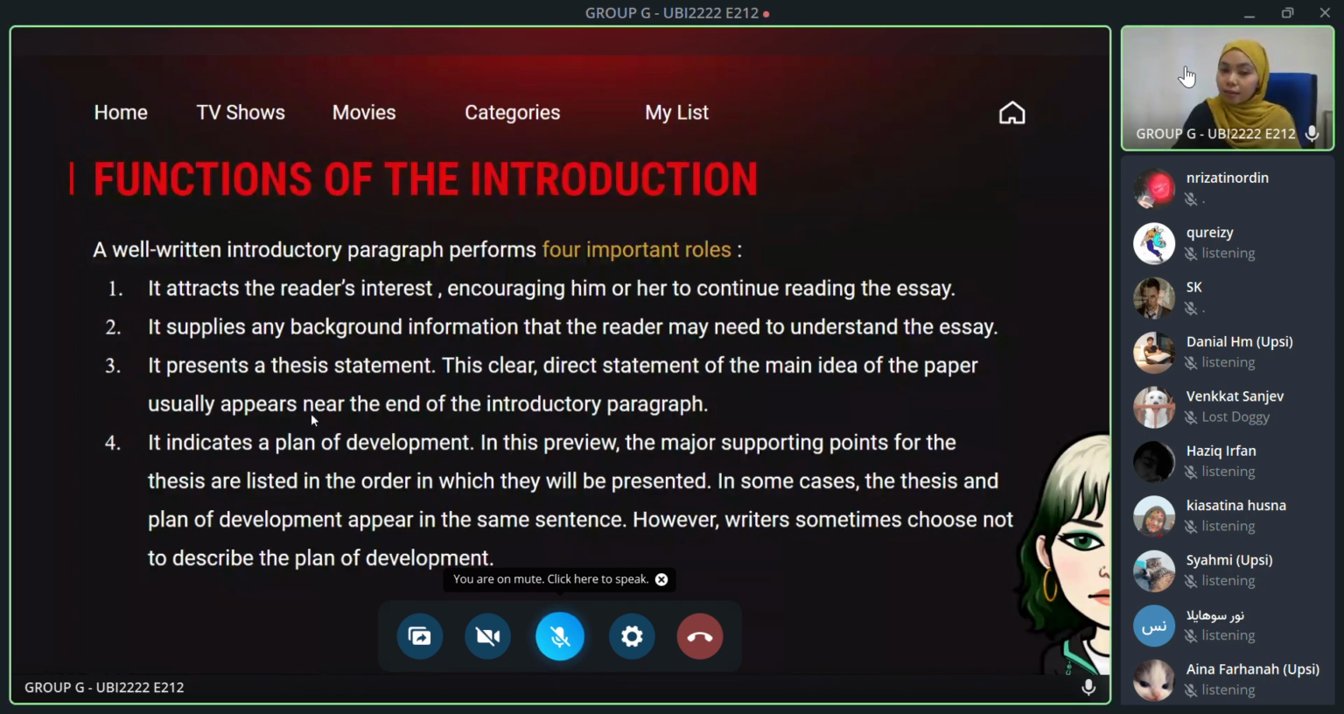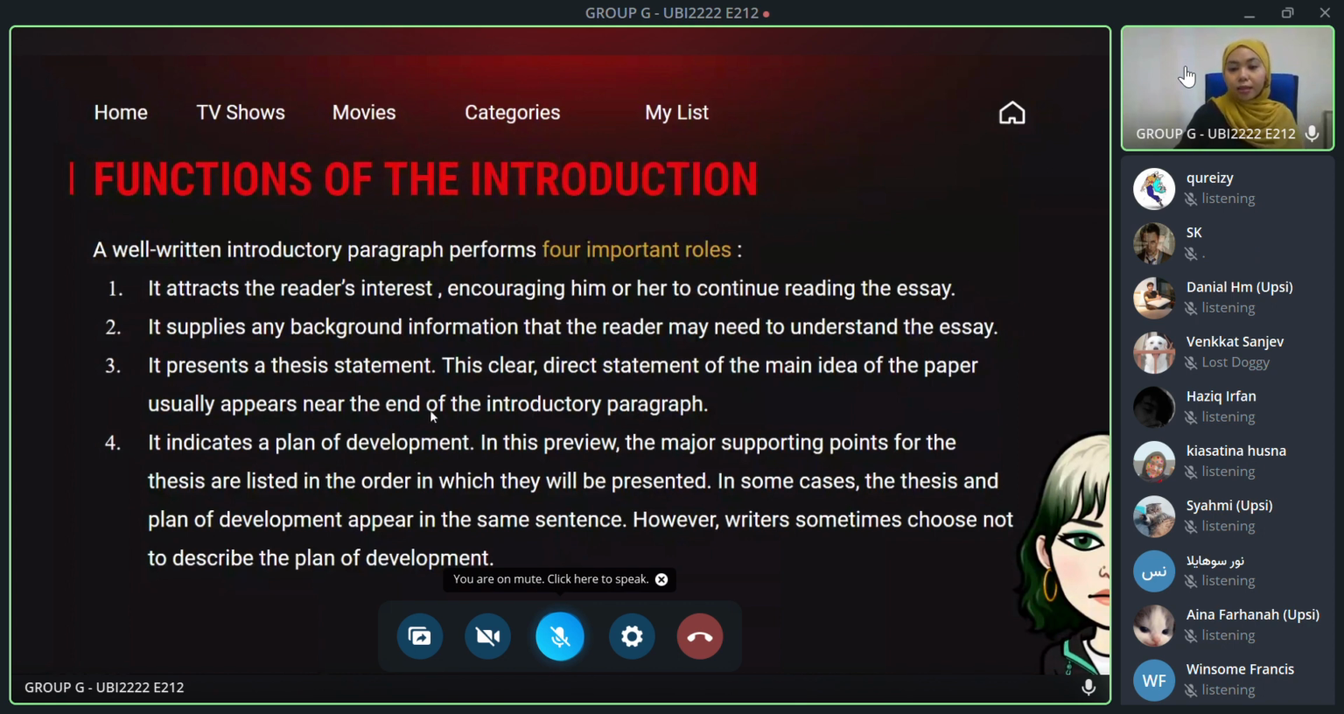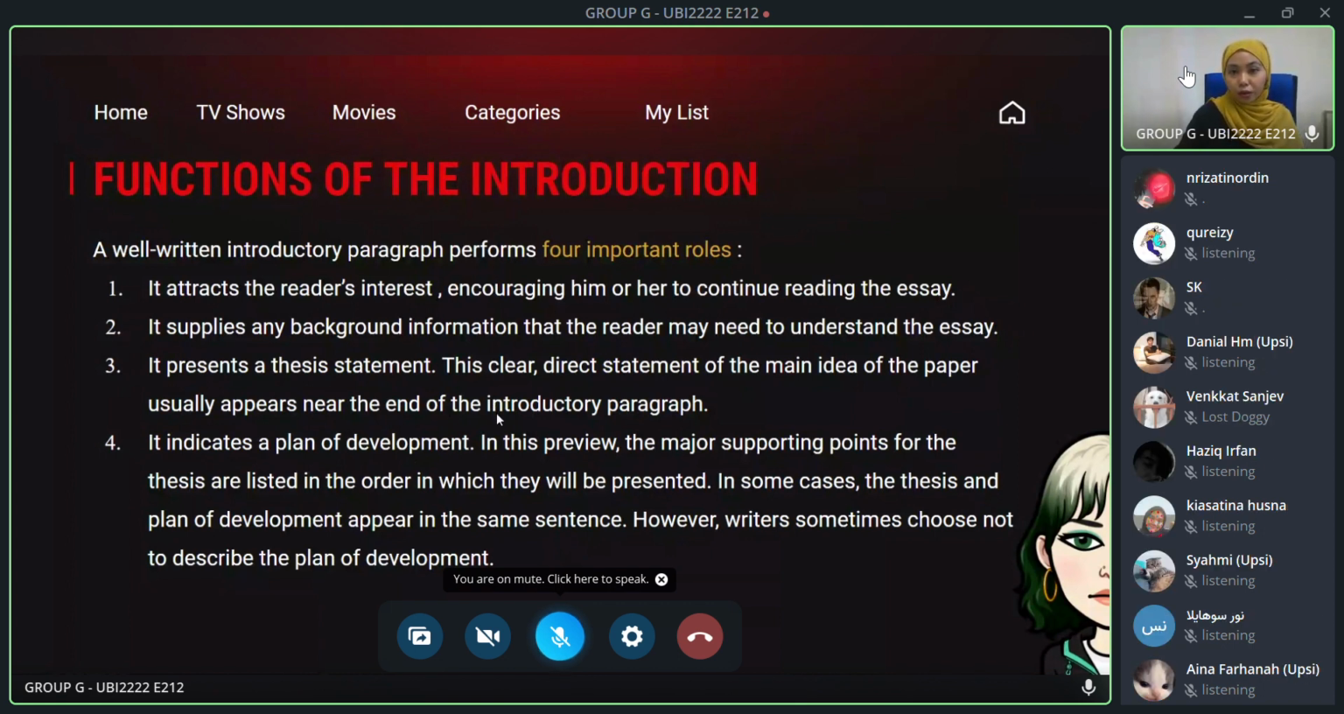It presents a thesis statement. This clear, direct statement of the main idea of the paper usually appears near the end of the introductory paragraph. Basically, the thesis statement is the main idea of the whole essay. It indicates a plan of development. In this preview, the major supporting points for the thesis are listed in the order in which they will be presented. In some cases, the thesis and plan of development appear in the same sentence. However, writers sometimes choose not to describe the plan of development.